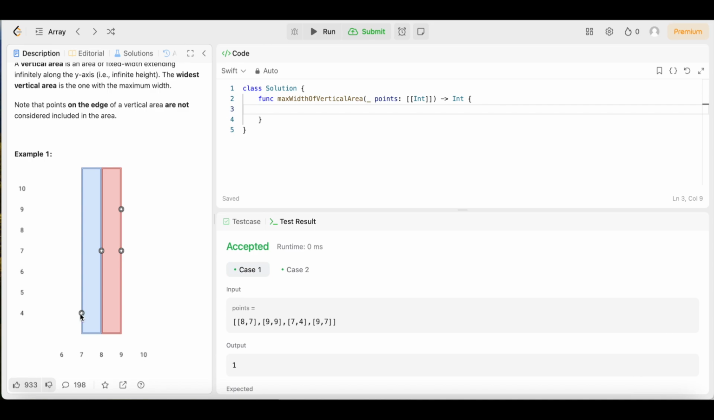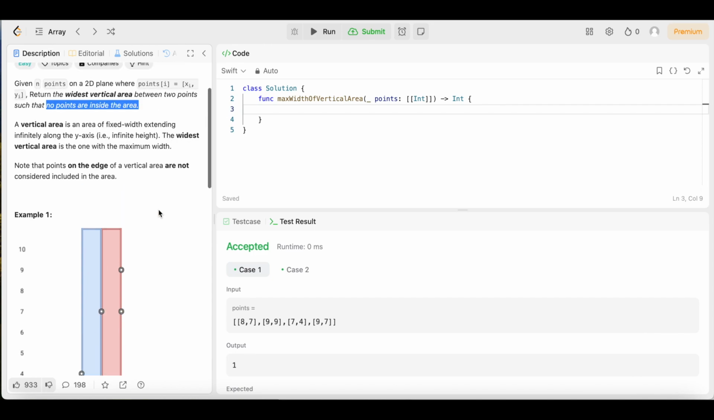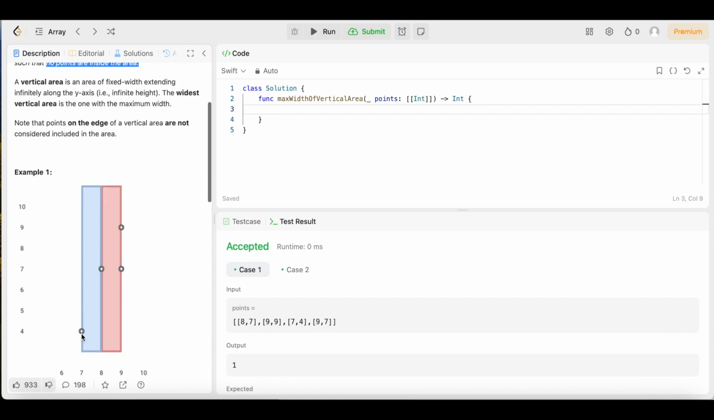That's why we can't measure the distance from this point to this point on 9, from 7 to 9, because there's a point on 8, and that would break this rule where it's a point inside the area. So there can't be any points inside the area, so we would have to go from 7 to 8, and here we'd have to go from 8 to 9. This would be 9 to 9, so this would be 0. So that's why we can't go from 7 to 9.